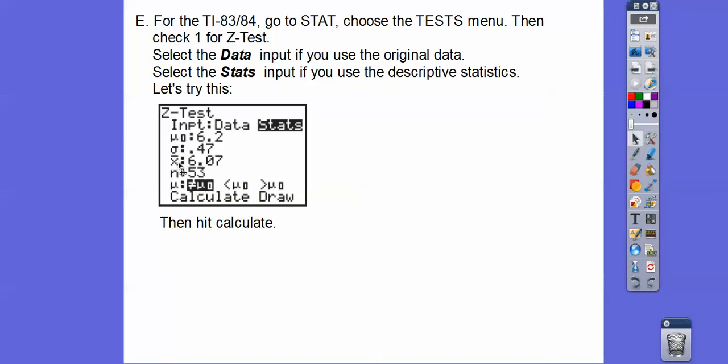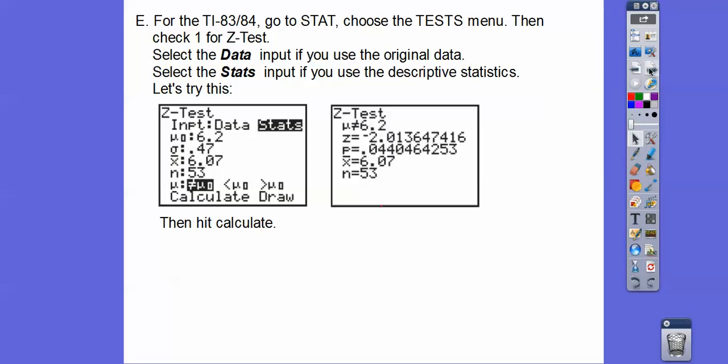Let's plug in a sample mean of 6.07. The mean is 6.2 and the standard deviation is 0.47, and if we wanted to hit not equal to and then hit calculate, it'll give us that right there. So the p-value would be 0.044046. Does this look familiar?